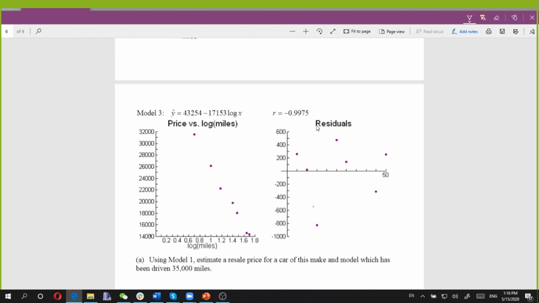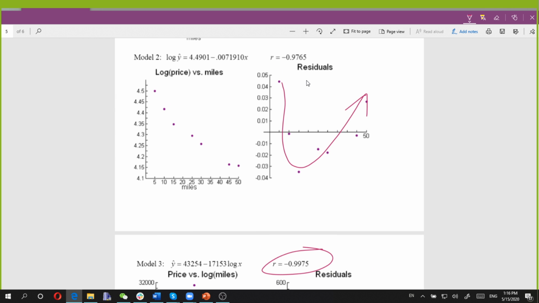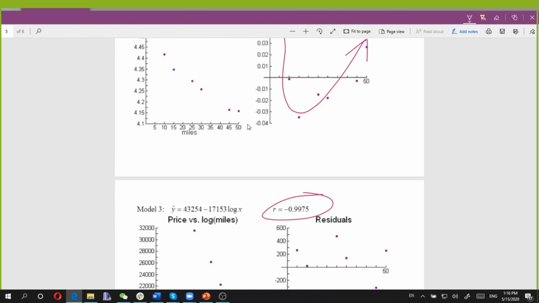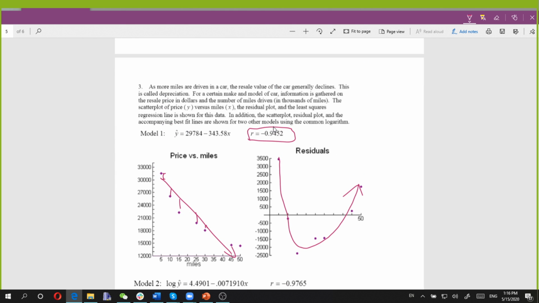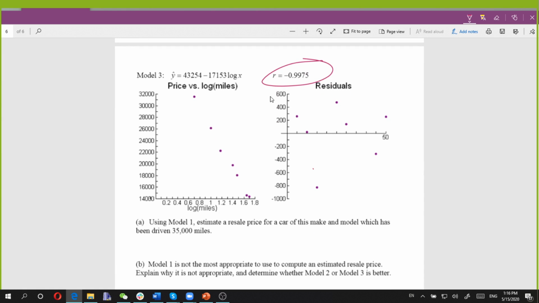And if you check our r squareds, you'll find that that's also the highest r squared. So 0.99, 0.97, 0.94, my highest r squared would have been from model 3, which was the only one that didn't have a pattern to its residuals.